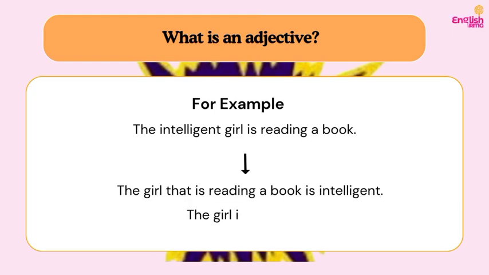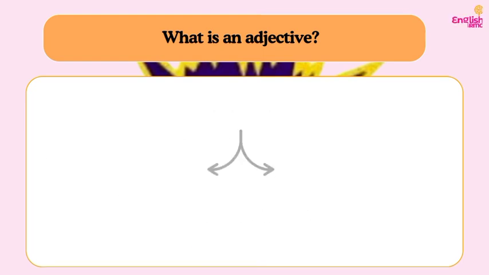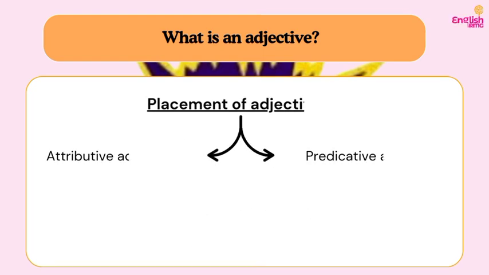So, let's look at this simple sentence. The girl is intelligent. It is also a short sentence, but intelligent is not right beside the noun, which is girl. It has also been separated by a linking verb, "is". So that takes us to the two types of adjective placements in a sentence. So we have the attributive adjectives and the predicative adjectives.